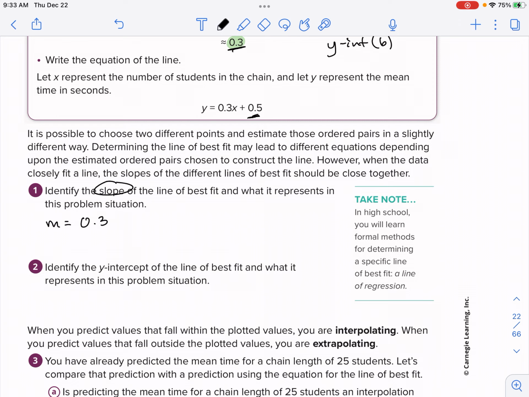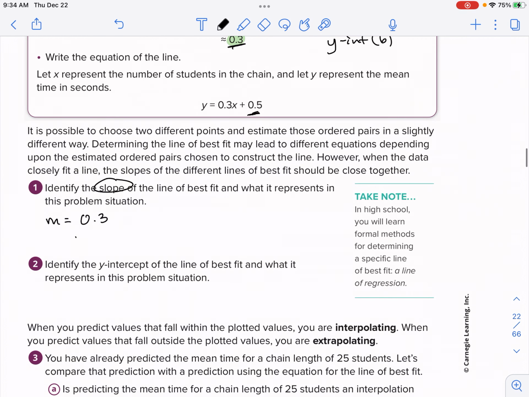The slope represents, since this is how much we move, the change in mean time for each additional student in the chain. So we're going to say 0.3 additional seconds in the chain. This context talks about squeezing a wrist, but for us it was just passing a book. So that's what it means. Every additional person that we add is a third of a second, roughly.